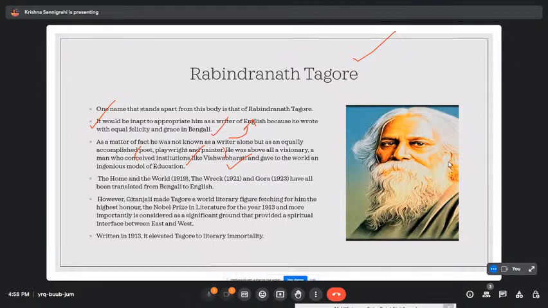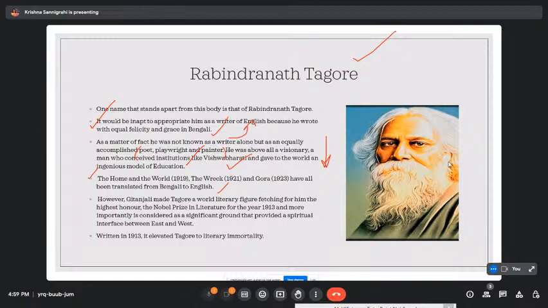So, if you have not referred to that poem, you should refer to that poem. It's a phenomenal poem. You can get the audiobook of the poem in my audiobook channel, which is YouTube channel, Krishna's Canvas, wherein I have actually recited the poem Where the Mind is Without Fear, which is based on Tagore's educational philosophy. Then there are other works like The Home and the World, The Wreck, and Gora, which have been translated from Bengali to English.